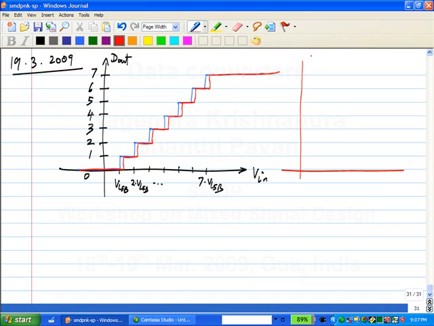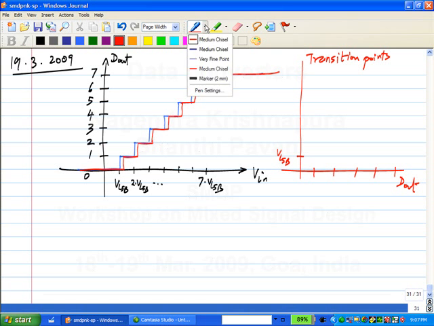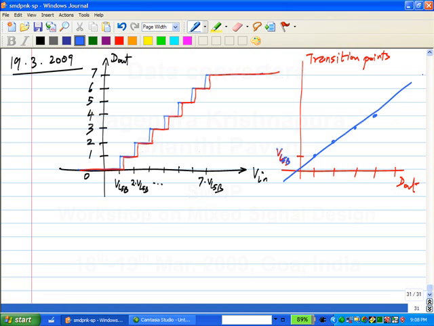let's say we plot only the transition points with respect to the output code. In the ideal case, where will they be? Where will be the first transition point? It will be at VLSB in the ideal case. So there will be one here and another here and the other here and so on. In the ideal case, it will be a straight line passing through the origin.